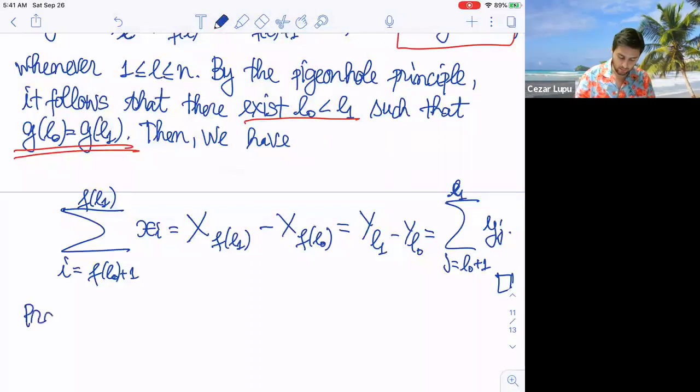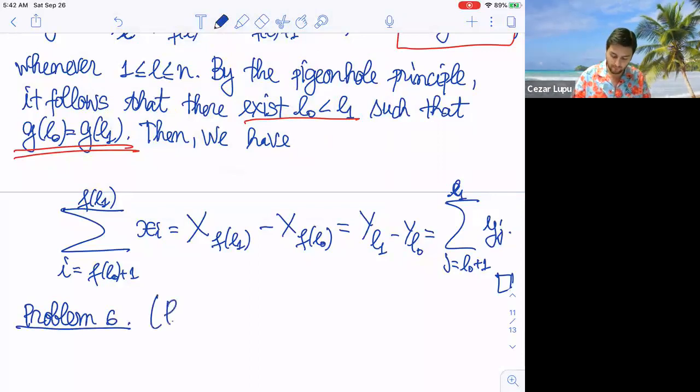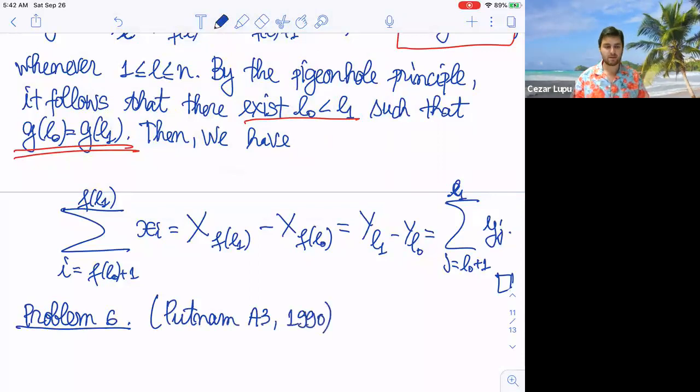All right, now let's see problem number, this was problem 5, problem 6, and probably this will be the last one for the Pigeonhole Principle. This is a beautiful one. It was Putnam A3 in 1990, and I'll explain immediately why we will have to use the first problem that we did today, the second problem from the Pigeonhole Principle.